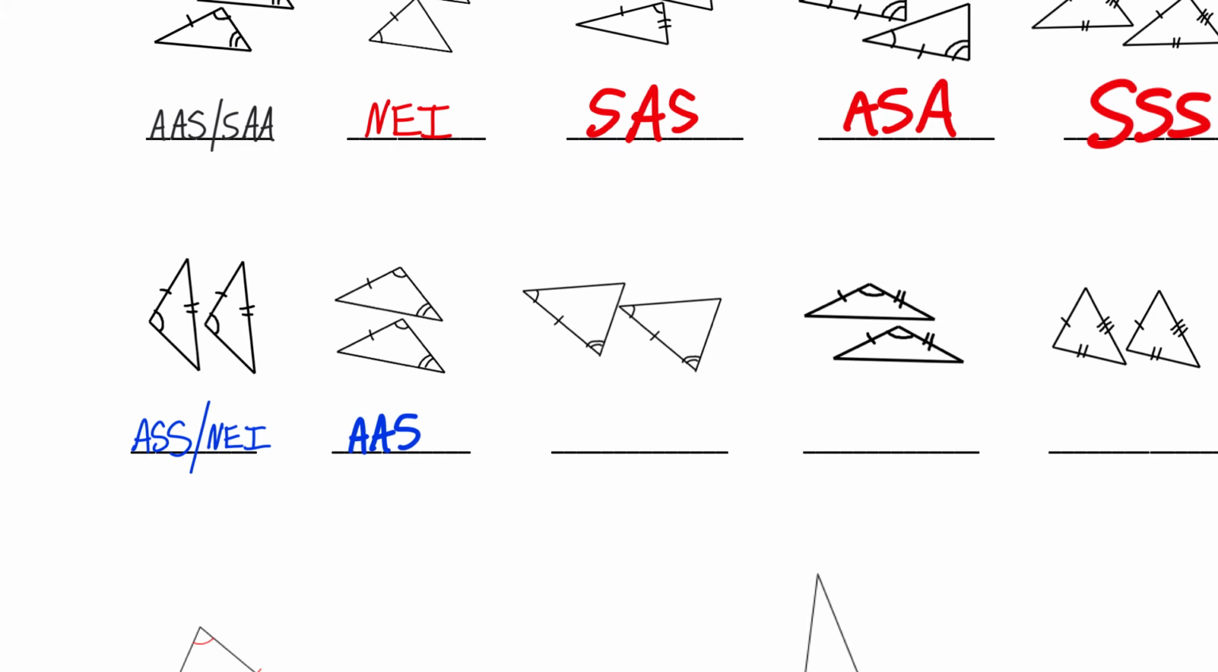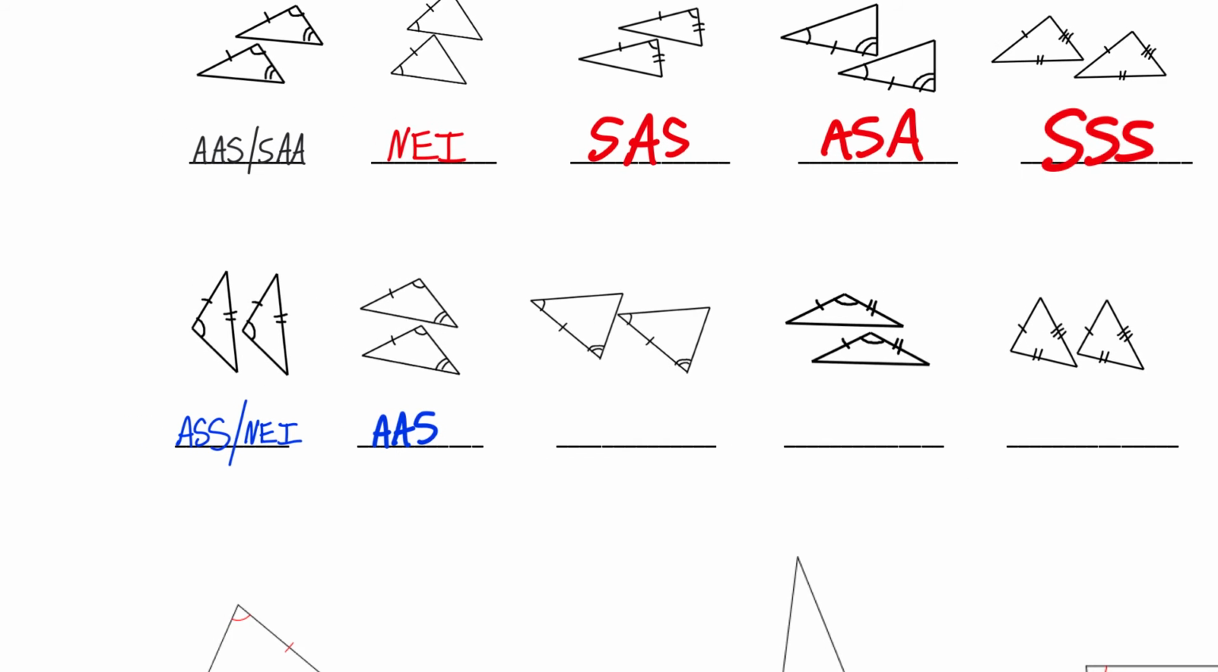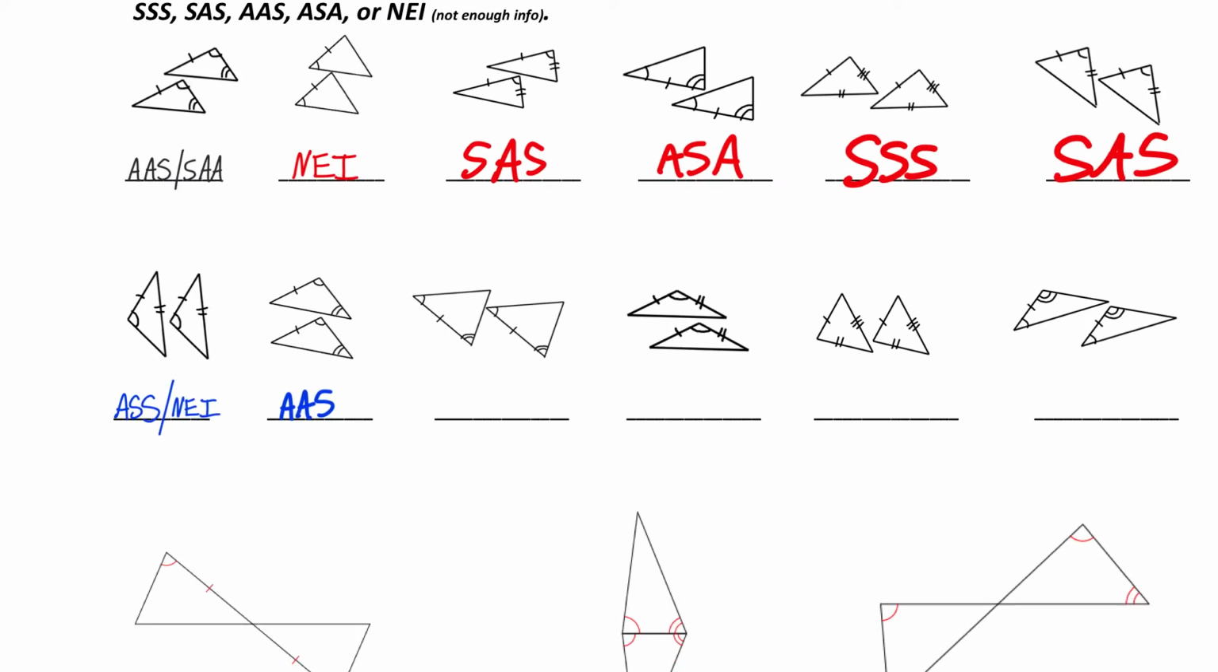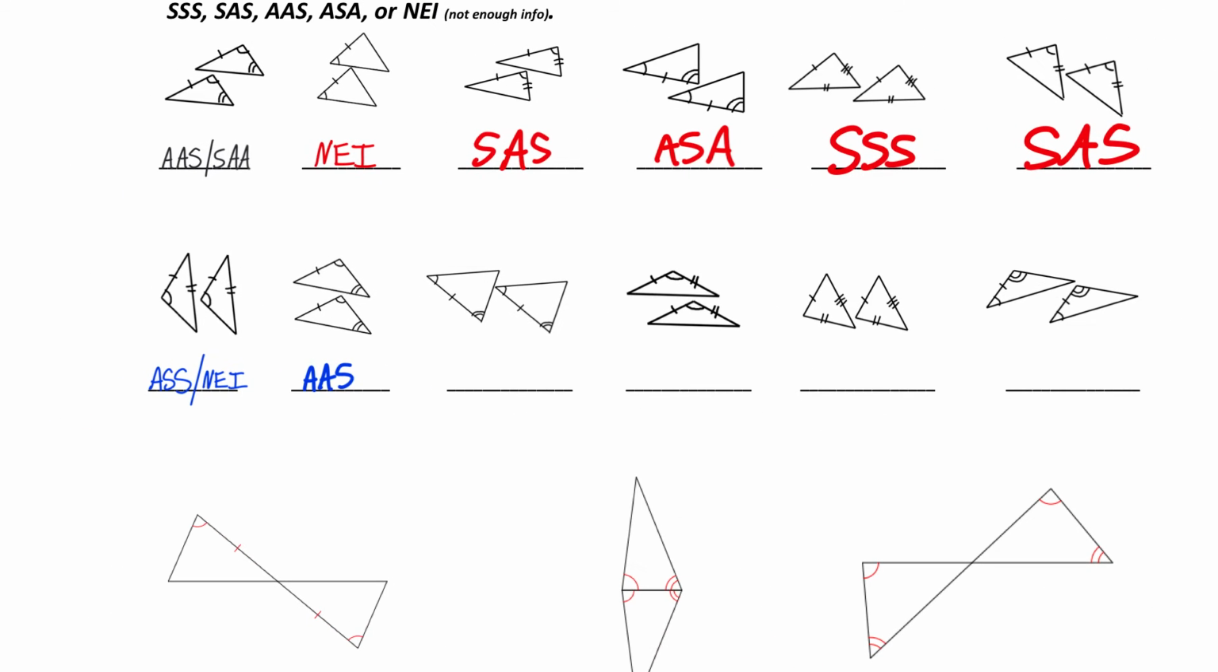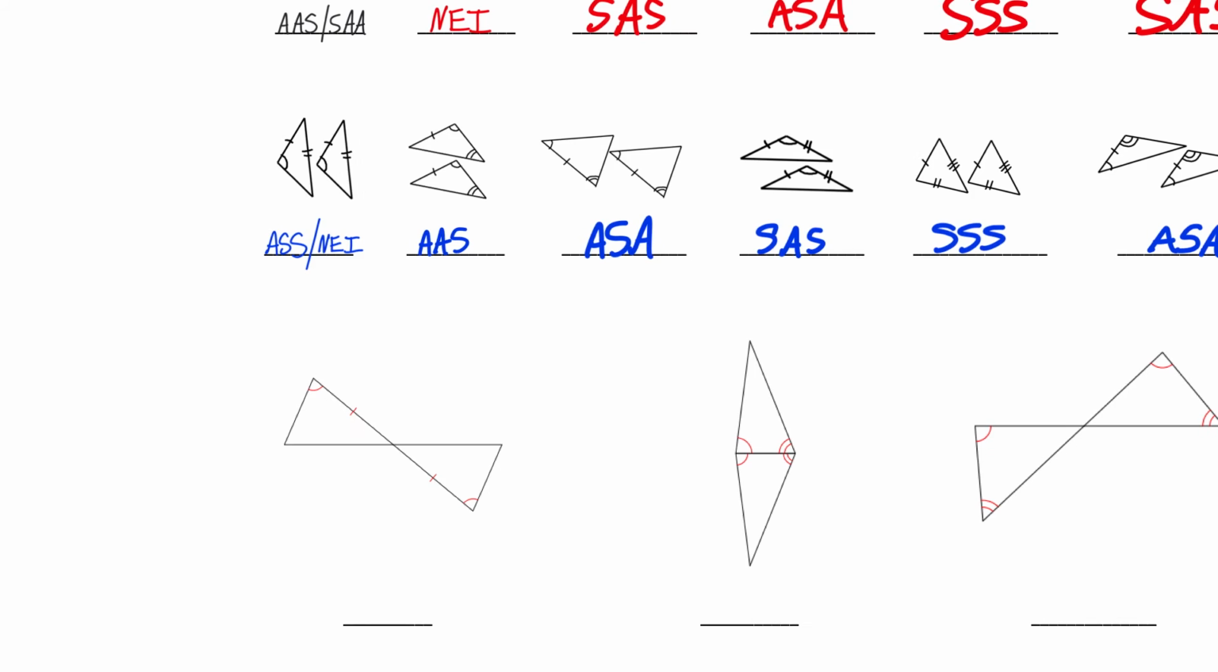It's angle, angle, side, or side, angle, angle, however you want to write it. Oh, I looked at the wrong one. Yeah, you're looking at the other one. Okay, next one. What is this? Angle, side, angle. Next one. Side, angle, side. Next one. Side, side, side. Angle, side, angle. Angle, side, angle.